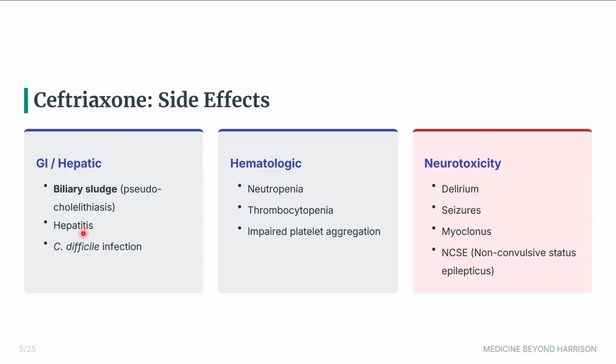In case of hepatitis and Clostridium difficile infection, try to avoid ceftriaxone. In all these situations, go for piperacillin-tazobactam instead of ceftriaxone. Hematologically, rare complications such as neutropenia, thrombocytopenia, and impaired platelet aggregation can happen. Neurotoxicity is quite rare but can still occur. Delirium, seizures, myoclonus, and non-convulsive status epilepticus can occur.